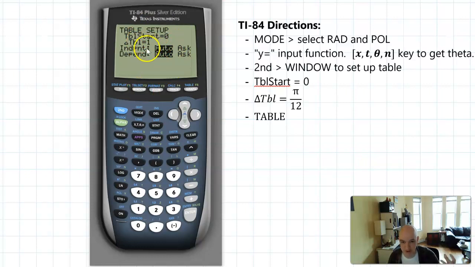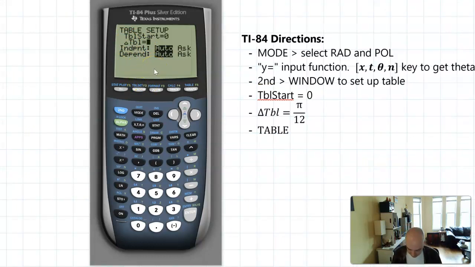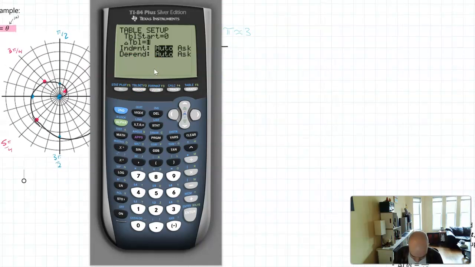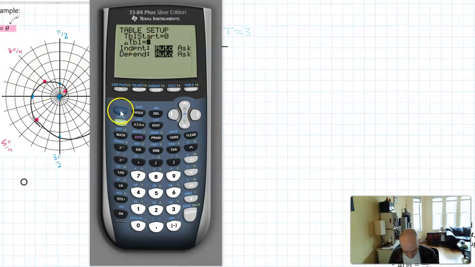This is where we're going to change the parameters of our table. The table start, we'll set to 0. That's usually how these go. And then the delta table, delta means change. This is going to change the step of our table. Because our polar graph paper, if you remember it, has 12 lines in every half circle, each line is pi over 12. So I'm going to type in pi over 12 as the delta table, and that will line up perfectly with the polar grid paper. If you have different polar grid paper, you might need a different delta table, but this is what most polar grids use.